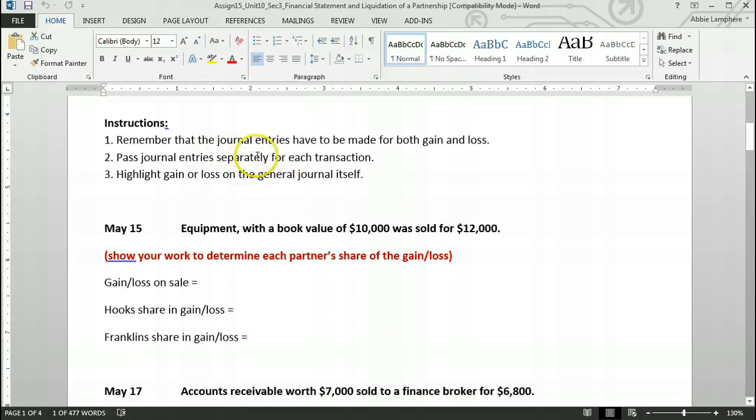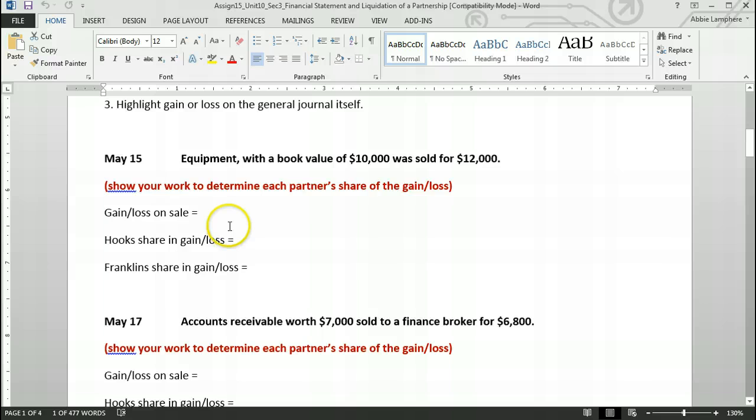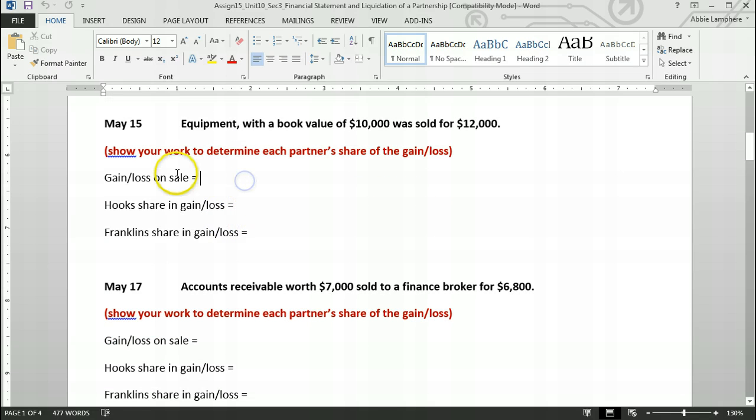Remember that the journal entries have to be made for both gain and loss. Post journal entries separately for each transaction, and highlight the gain or loss in the general journal itself. So first we need to go through and make these calculations. We need to determine, was there a gain or a loss on the sale?